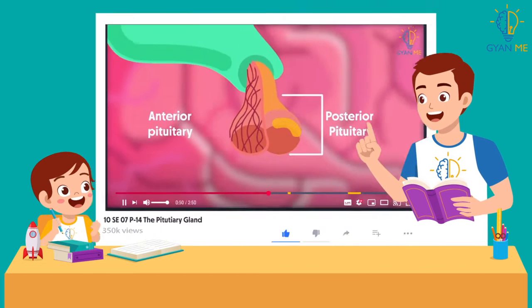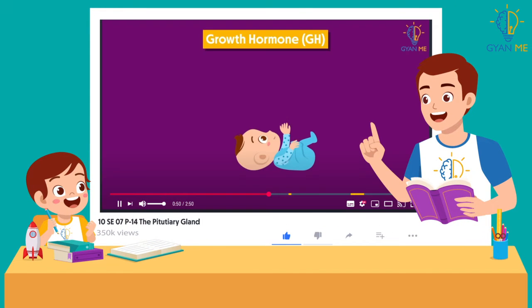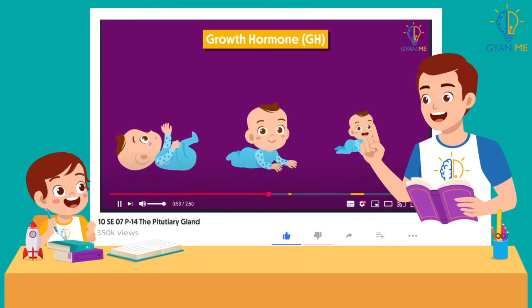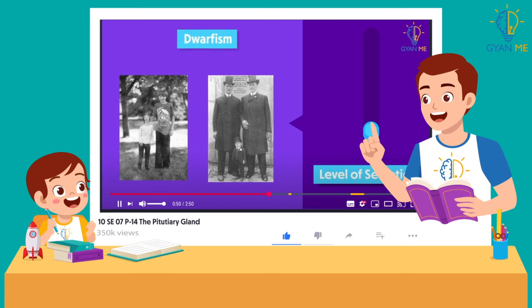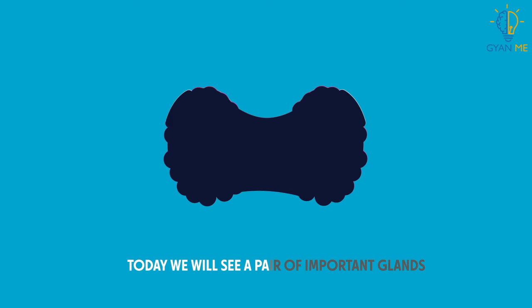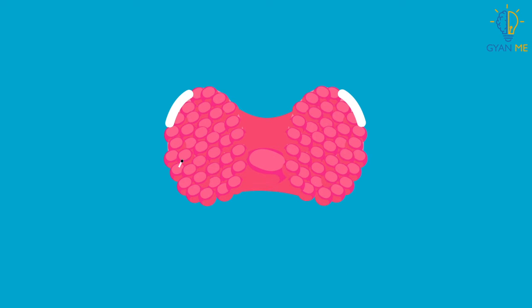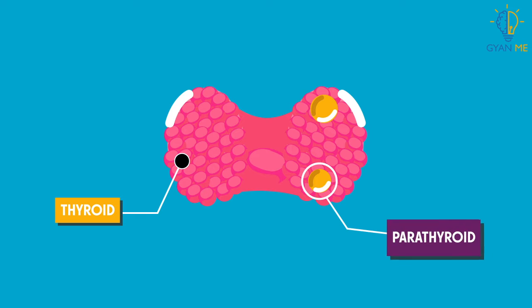In the last video, we learnt about the master gland, the pituitary gland, and the hormones secreted by it. We also saw the conditions caused by abnormal levels of pituitary hormones in the body. Today, we will see a pair of another important glands, the thyroid and the parathyroid gland.